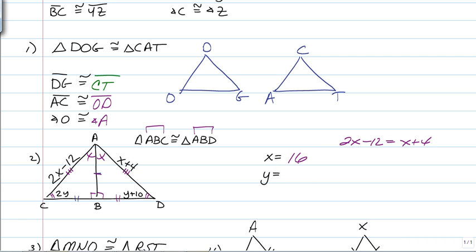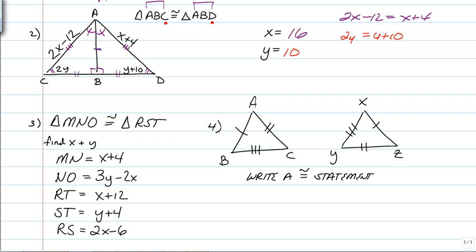Now we have to go find y. Well, y is in angle C, and it's also in angle D. Well, last letter, we can see that those angles are congruent. So we would just set 2y equal to y plus 10. So y is equal to 10. And that's it. You're good to go.